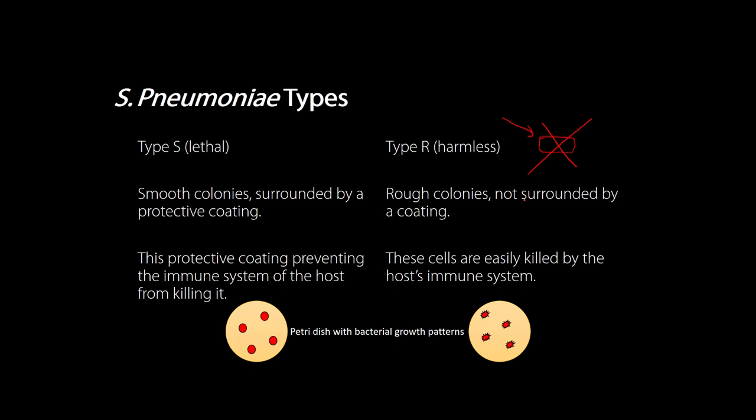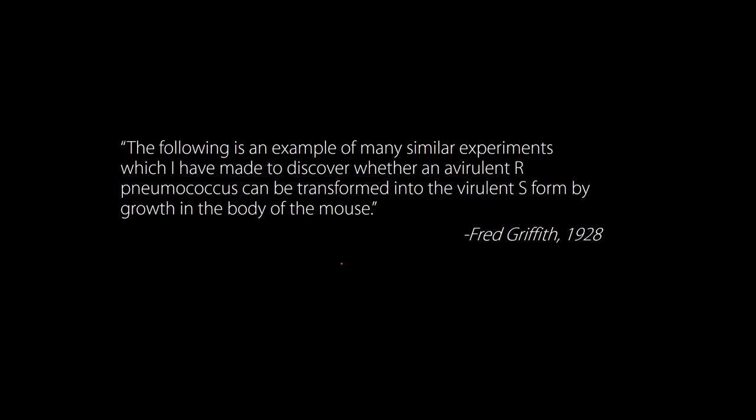The following is an example of many similar experiments which I have made to discover whether an avirulent R pneumococcus could be transformed into the virulent S form by growth in the body of the mouse. This is a quote from Fred Griffith from 1928, his original paper.